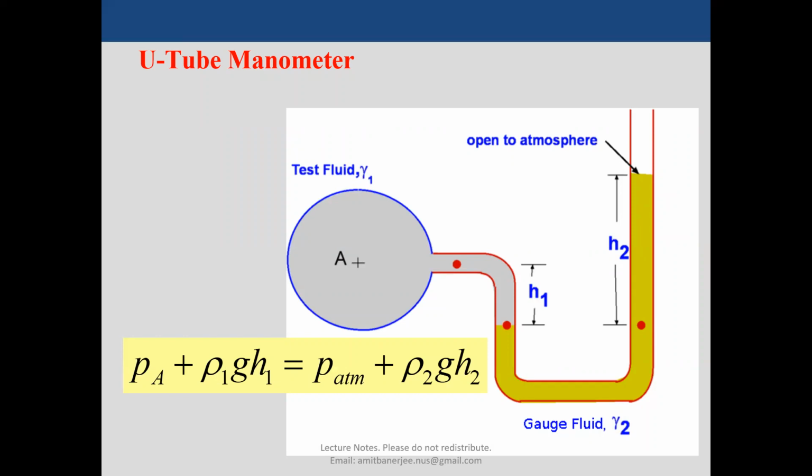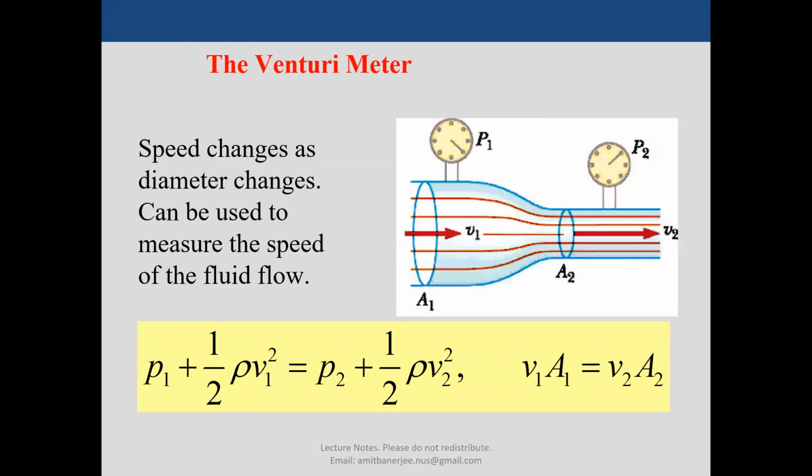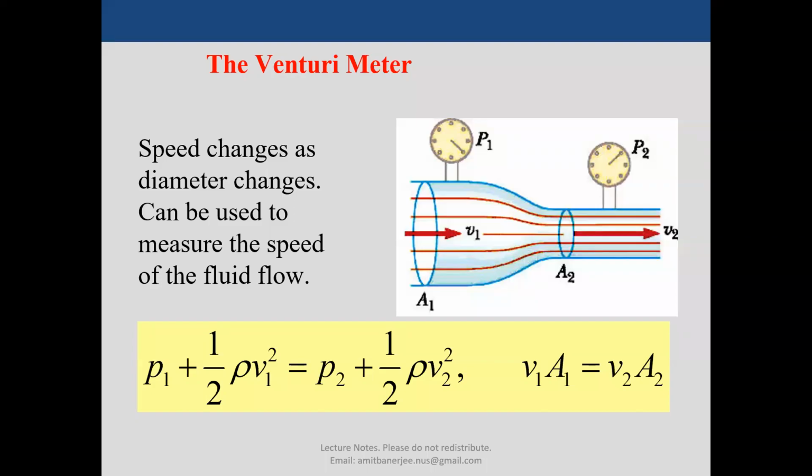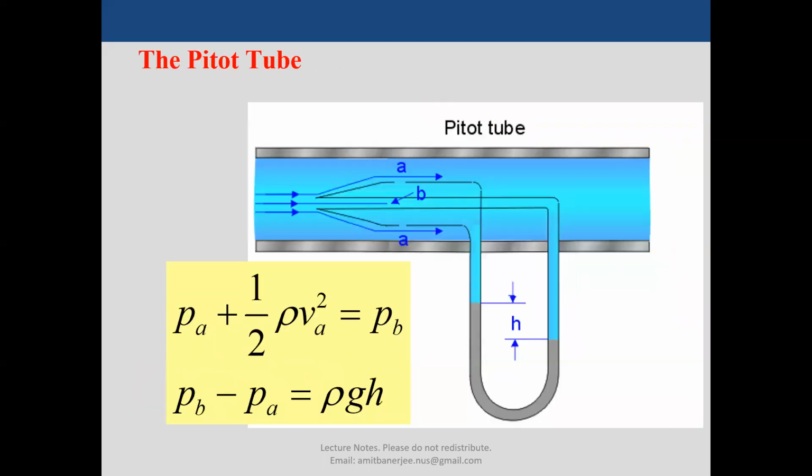Take another example of a U-tube manometer. The venturimeter: here the speed changes as the diameter changes and can be used to measure the speed of a fluid flow. Another example is the pitot tube.